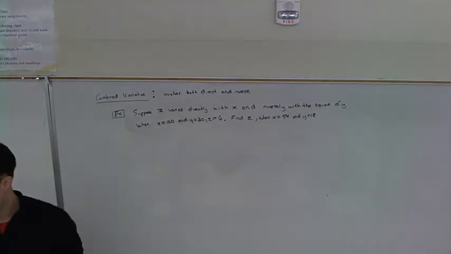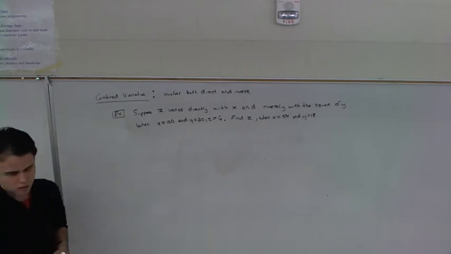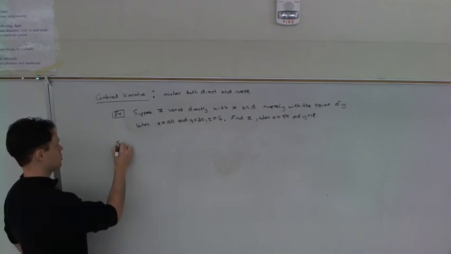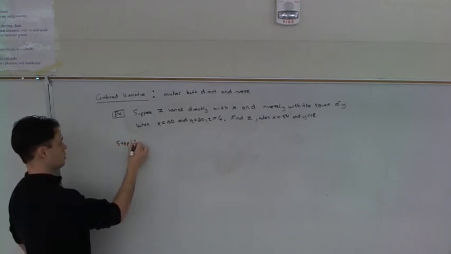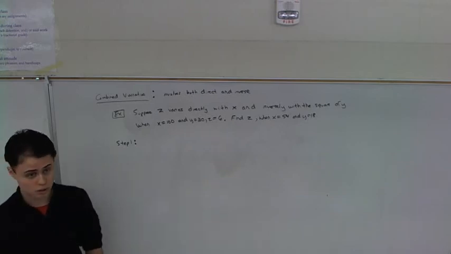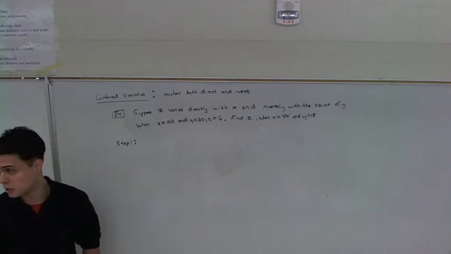So when you're going about solving one of these variation problems, I want you to think of it as 3 steps. Step 1, set up the relationship depending on what kind of variation it is. This is the part people usually mess up on. After this, it's easy.